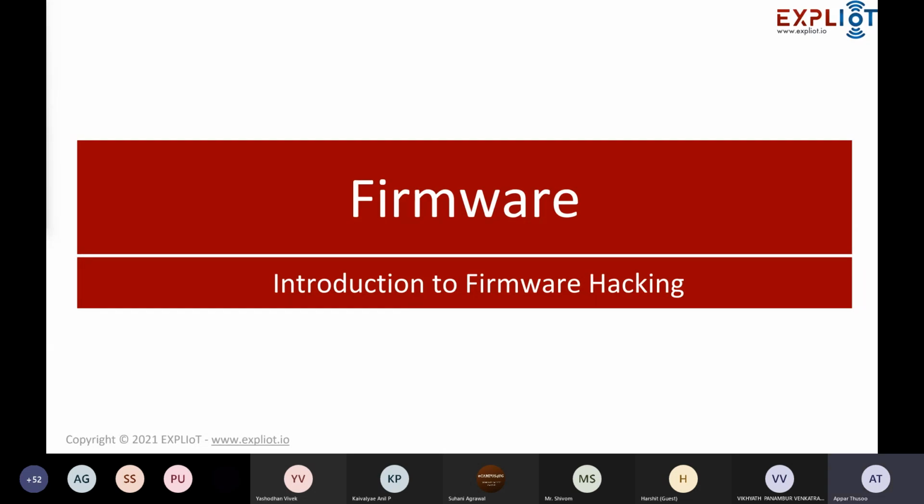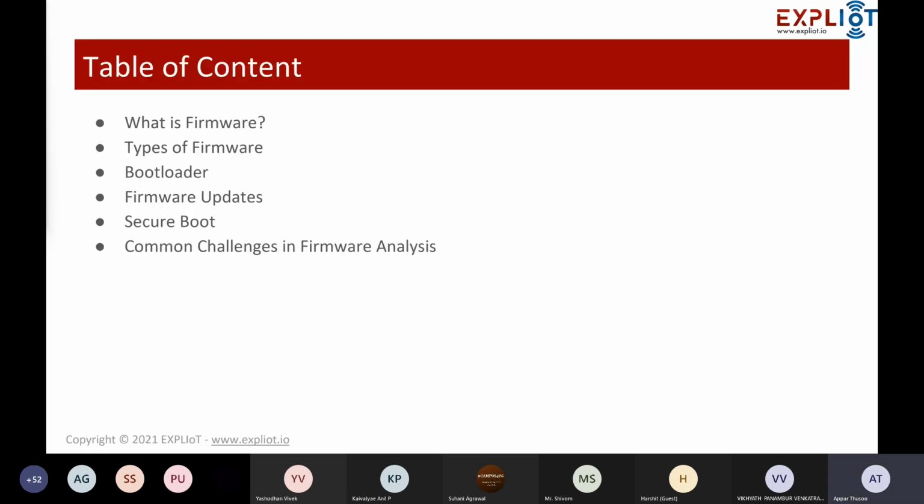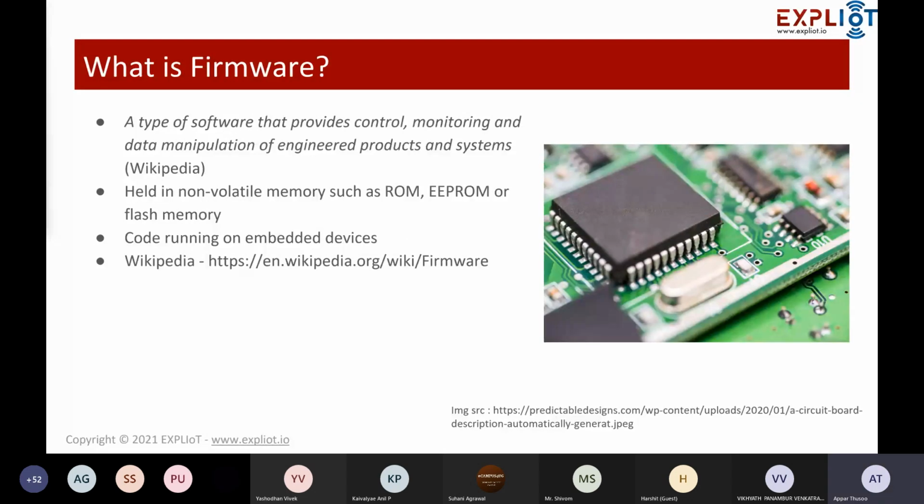So now we'll move on to the firmware: what firmware is, how you can find security issues, and how attackers find security issues in firmware in order to exploit the device. We'll look into what firmware is, the types of firmware, what a bootloader is, the different types of firmware updates, secure boot, and common challenges in firmware analysis. According to the book definition, firmware is a type of software that provides control, monitoring, and data manipulation on engineered products and systems, held in non-volatile memory such as ROM, EEPROM, or flash.